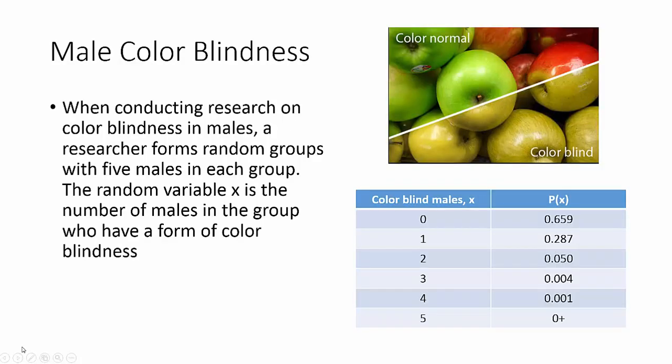So we have a researcher who takes groups of 5 males and records the number of colorblind males in that group. So X, our variable, is the colorblind males out of that group of 5. And so we see this discrete probability distribution. We see it meets all the characteristics, all the outcomes are here. No one is colorblind until they're all colorblind. And we have the probability for each.